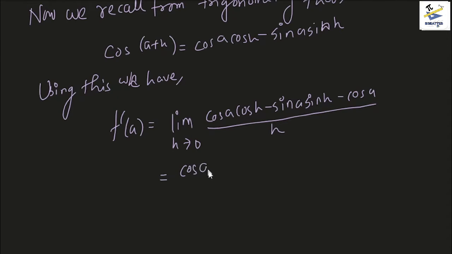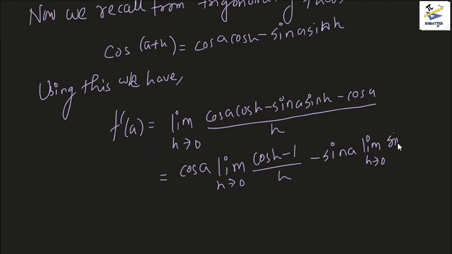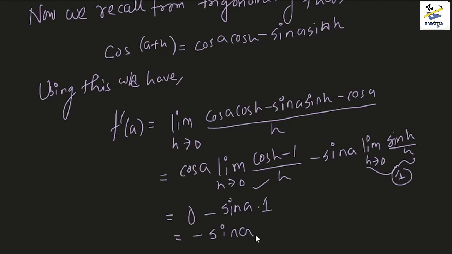So we can again distribute it as follows. Take cos of a common and we can write it as limit h tends to 0 of cosine of h minus 1 by h, minus sin of a common, limit h tends to 0 of sin of h by h. As we know from the previous example, this limit is 0, so this is 0 minus sin of a into 1 because this limit is 1 as we have done in previous examples. So the answer becomes minus sin of a. Okay, so that's the derivative we were trying to find.